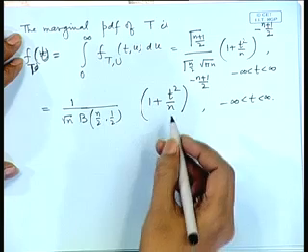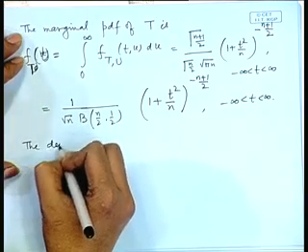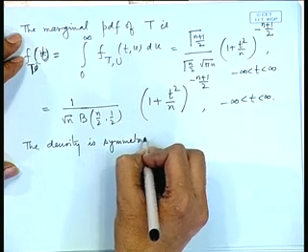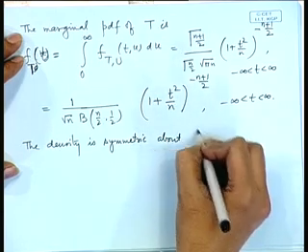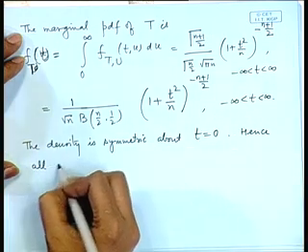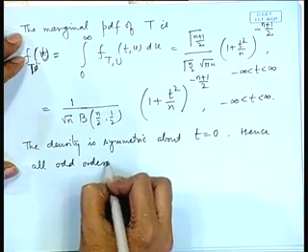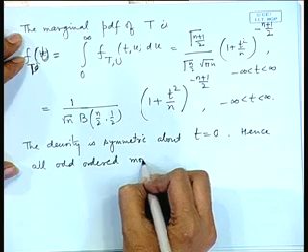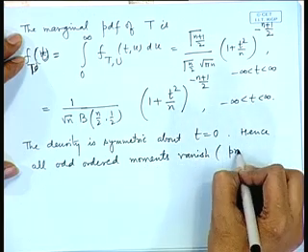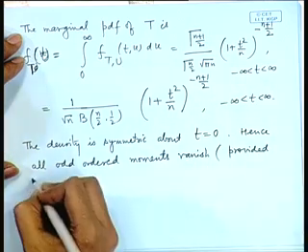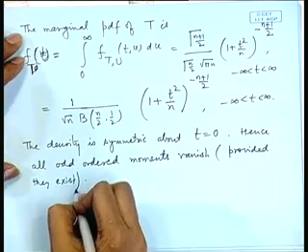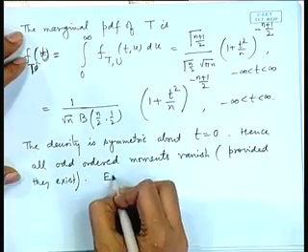So, we look at this thing, the density is symmetric about t is equal to 0. Hence, all odd ordered moments vanish, provided they exist. Even ordered moments can be calculated.